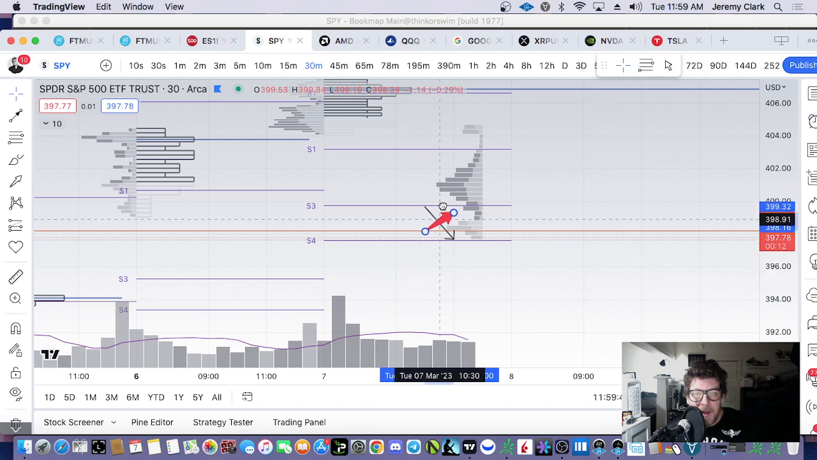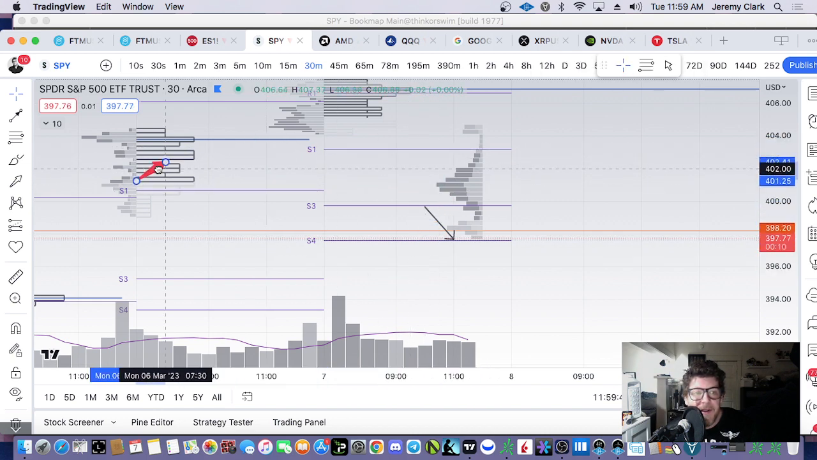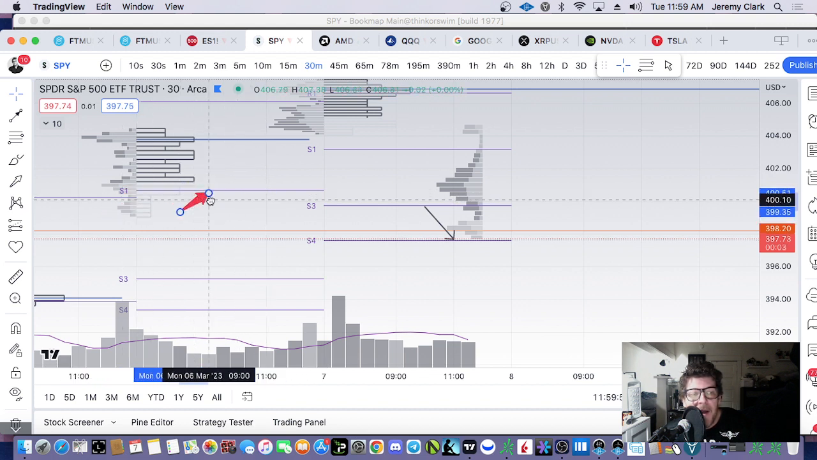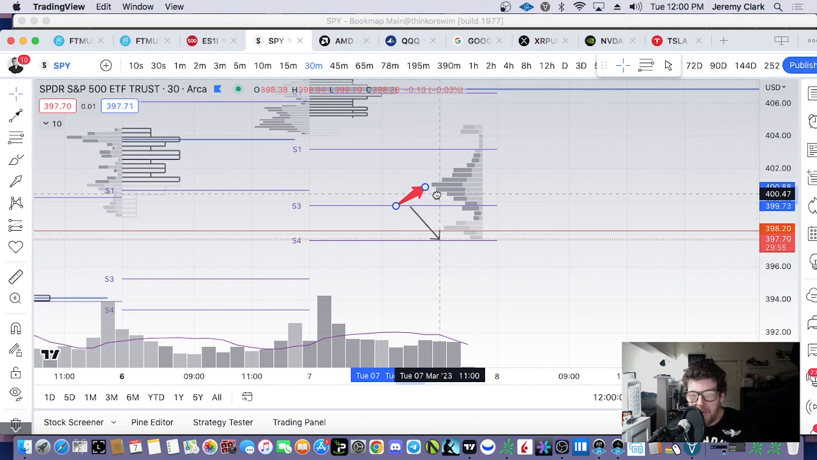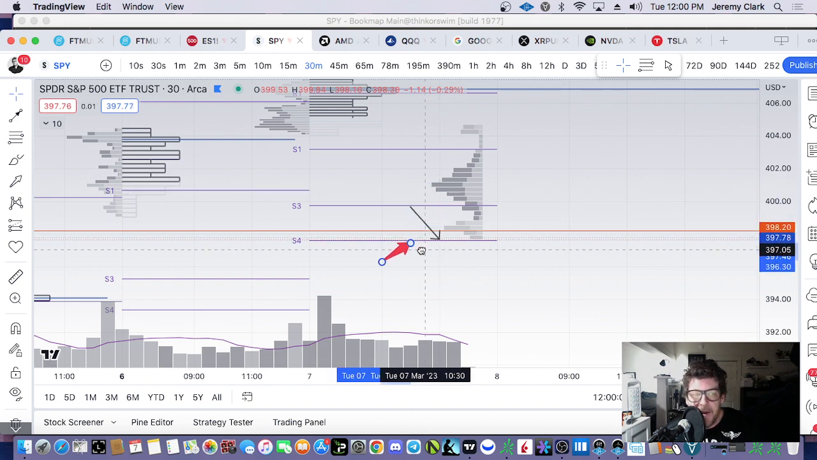And just looking over here at the previous session, looks like value area low and the previous S1 ended up being today's kind of point of control. And so that was the pivot point that we kind of dropped off from and got down into this area.